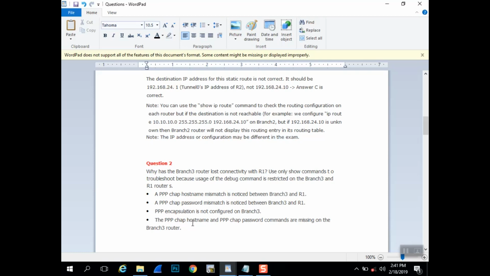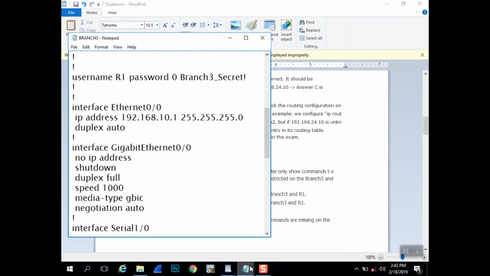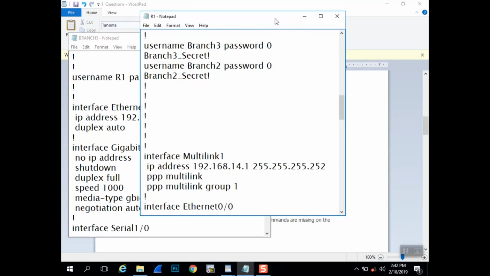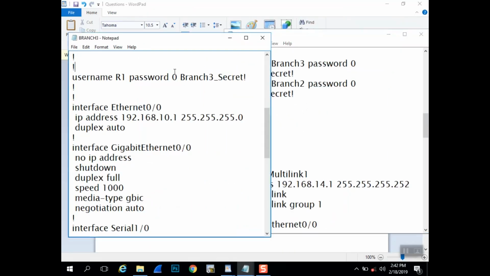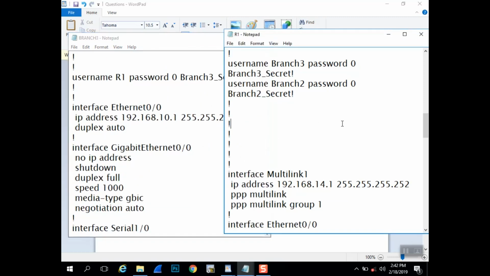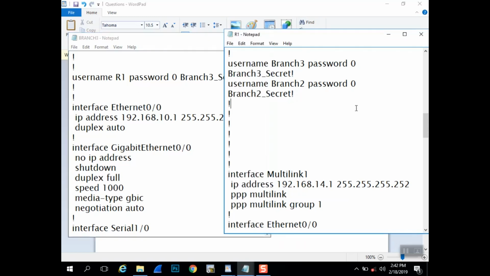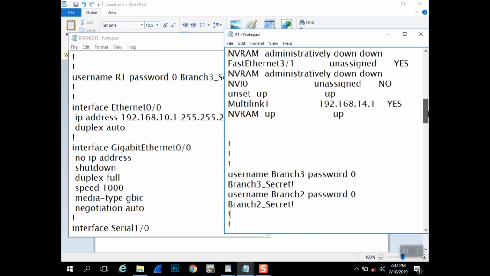The PPP chap hostname and PPP chap password commands are missing on the branch 3 router. So let's try and see the configuration on branch 3 and R1. Here is the branch 3 and also the R1. So here it is. Now, let's first try to see the username and password of branch 3 and also for R1.